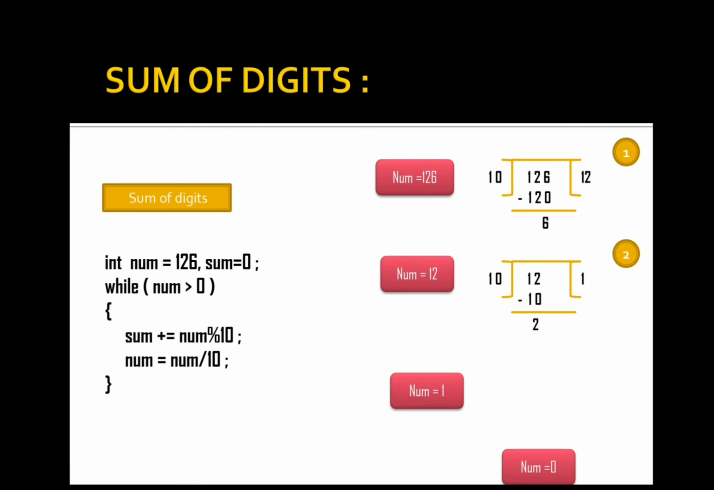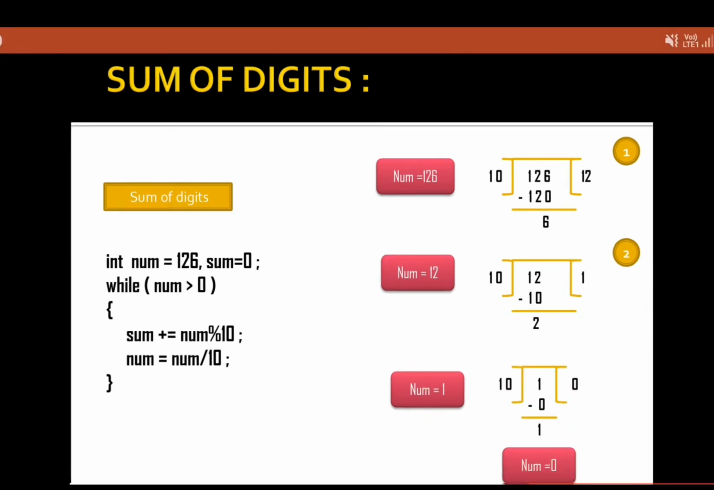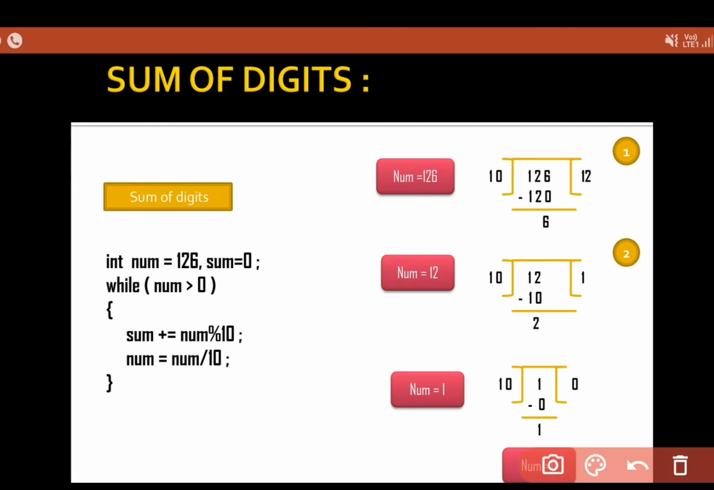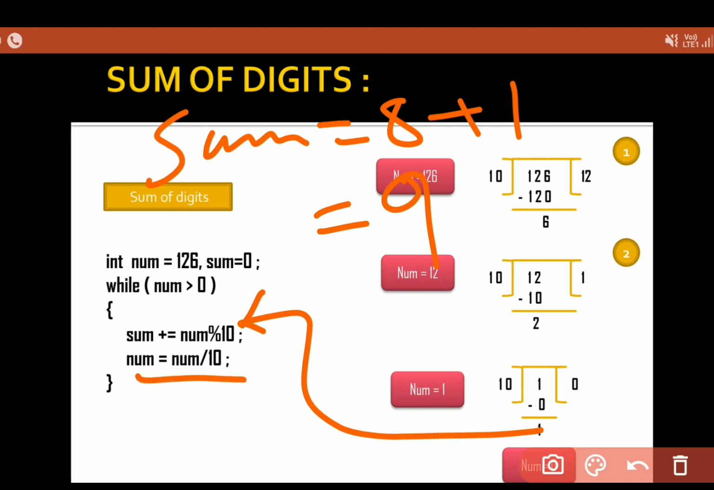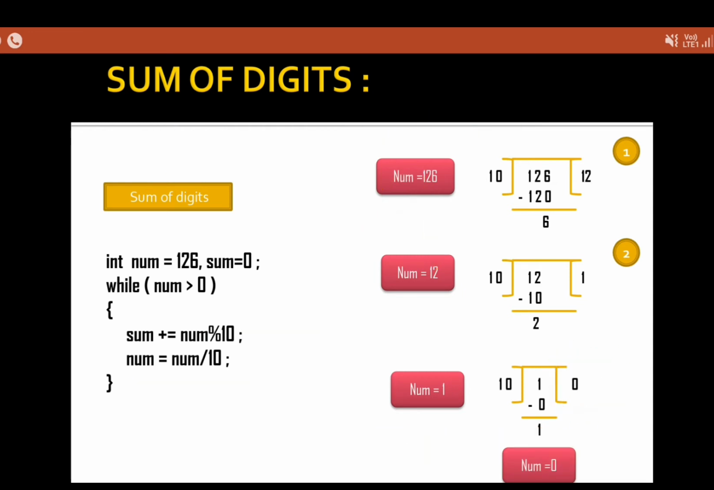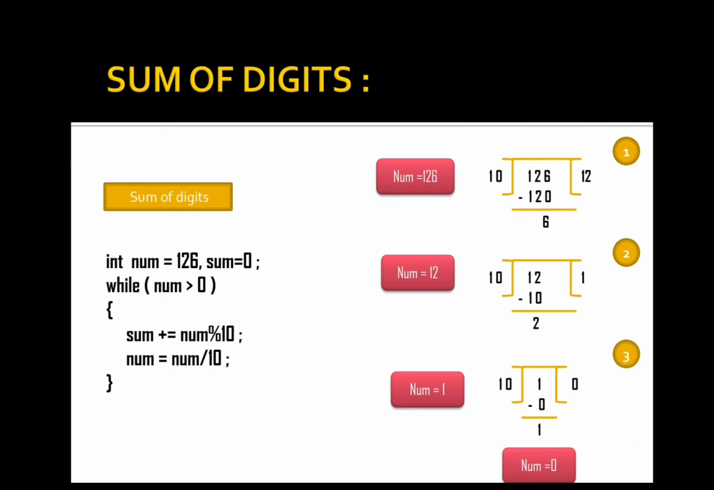Now I'm doing the same thing again because the number is greater than 0. I have to add the remainder with the sum. Already sum is 8. 8 plus 1 is 9. Now I have to put my quotient in my number. In the last you can see num equals 0. This is my third attempt. Now if I'm checking whether my number is greater than 0, no, it is not.